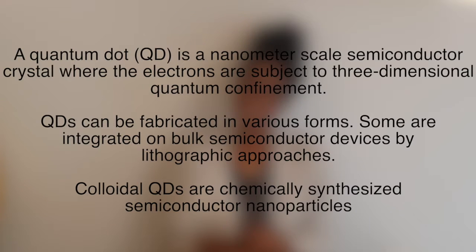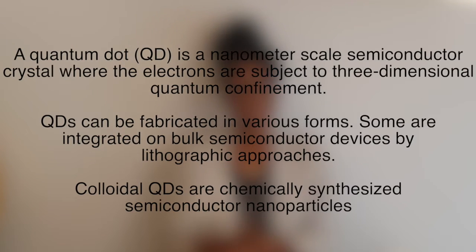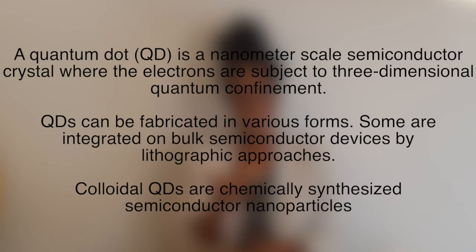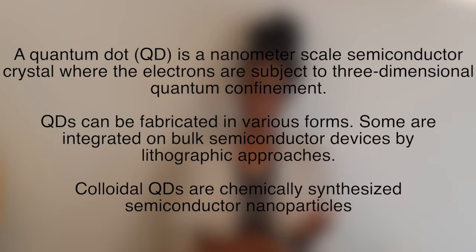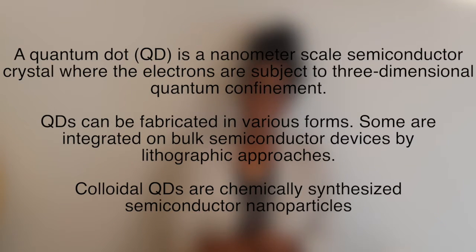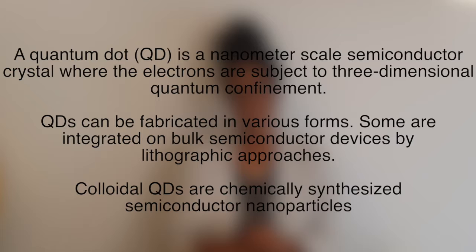Now, another important aspect of fluorescence spectroscopy could be using a quantum dot. A quantum dot is a nanoscale semiconductor crystal where the electrons are subject to a three-dimensional quantum confinement. These are fabricated in various forms, and some are integrated on bulk semiconductor devices by lithographic approaches. But for fluorescence spectroscopy, colloidal quantum dots are what we're interested in because these are chemically synthesized semiconductor nanoparticles.